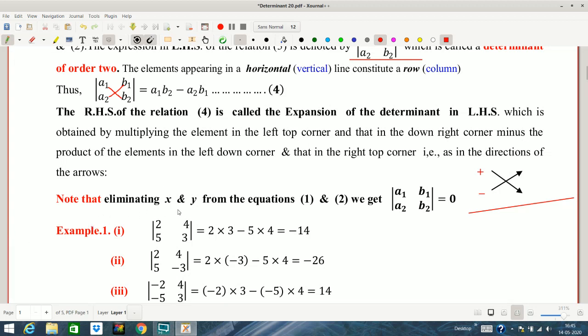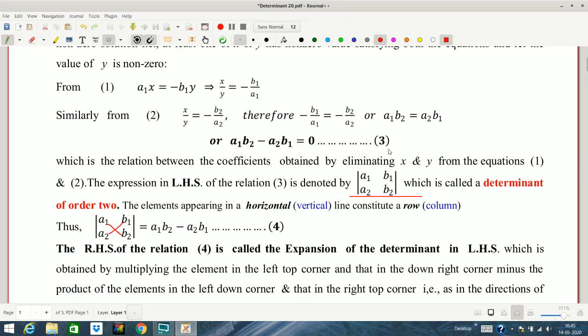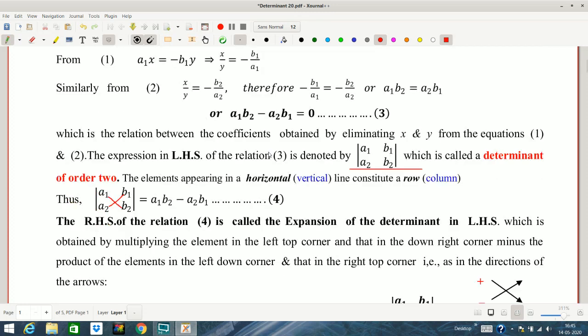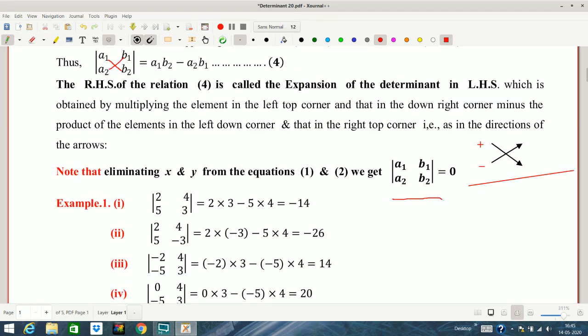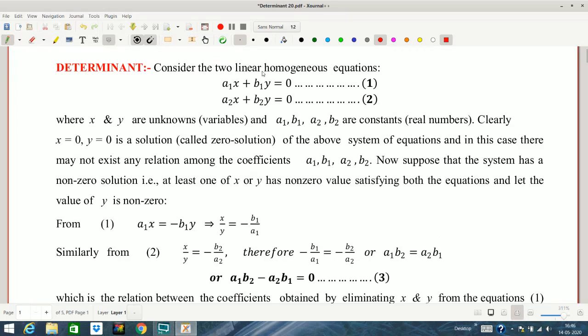We note that eliminating x and y from the equations 1 and 2, we get actually relation number 3, and the left side of 3 is the determinant. Therefore we get here determinant equal to 0. Here we see that positions of a1 b1 a2 b2 are exactly similar to their positions in the system of equations.